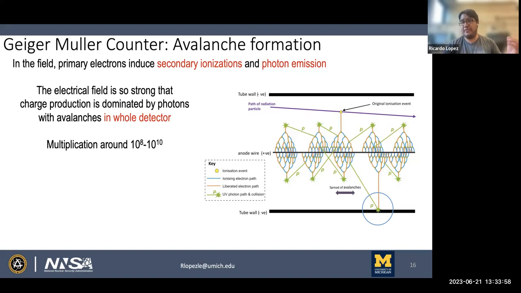This won't necessarily tell you what kind of radiation particle initiated the event. You just know that an ionization event occurred to begin with. Because of this avalanching effect, the multiplication is huge. So even if you get a fairly weak signal, if it does cause an avalanche, it just multiplies out to the point where it gets out of control, and you get a very strong count at that point.